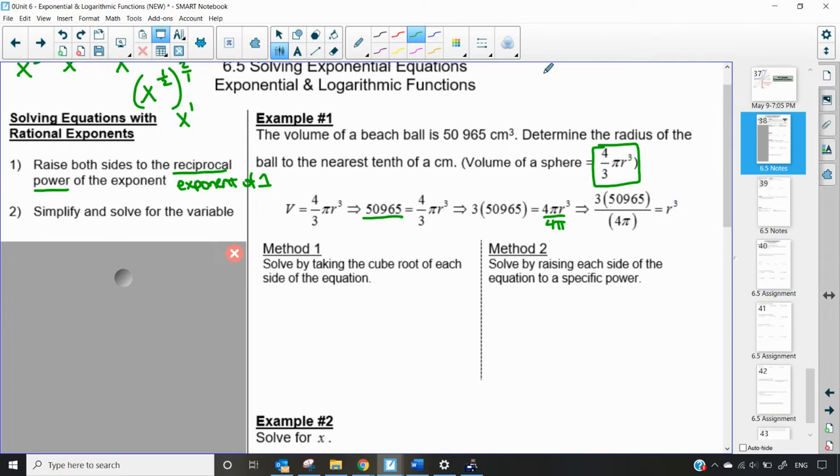So if I had, for example, a simpler version, 12 equals r cubed, and I wanted to get r by itself, I would typically cube root. And so one way to solve this is to just cube root both sides. So if I have r cubed equals 3 times 50,965 divided by 4 pi, I could just cube root both sides. Now this one's a fairly messy number, but we would just enter it in our calculator by using some brackets.